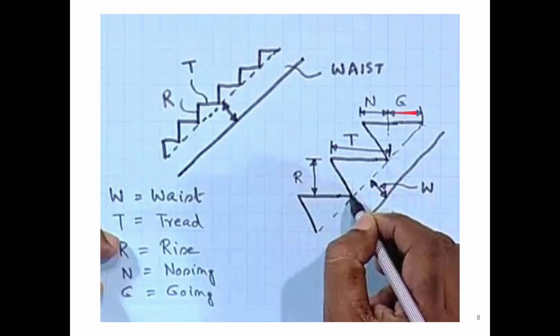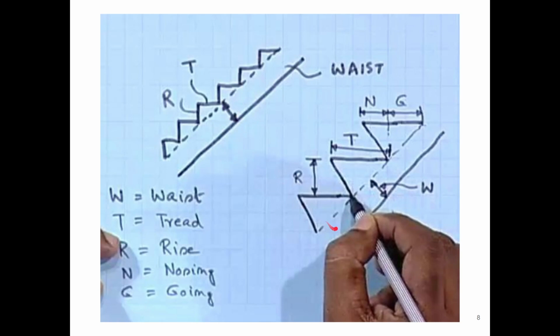Going you will see everywhere, but nosing will only be possible if it is an inclined step. Nosing will not be available in a simple stair where the rise is perpendicular to the horizontal. Only when the rise is at an inclined angle to the vertical will we get this extension, which is the nosing. And the lower part of the steps is called the waist.